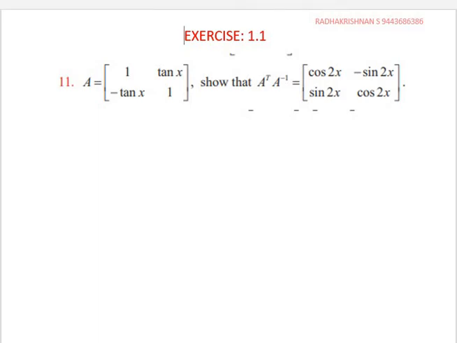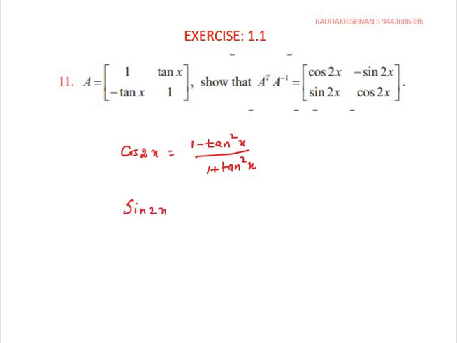Understood? The formula for cos 2x and sin 2x that you have seen in 11th standard. I will write it here itself. Cos 2x equal to 1 minus tan square x by 1 plus tan square x. This is the formula for cos 2x. Similarly, sin 2x is equal to 2 tan x by 1 plus tan square x.